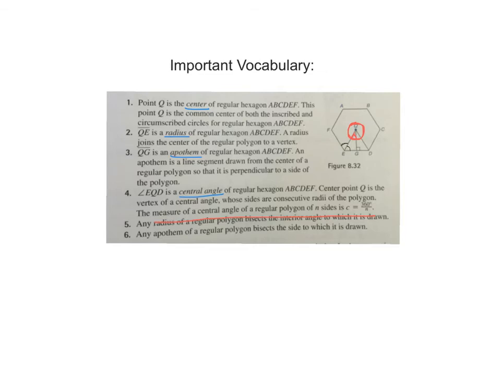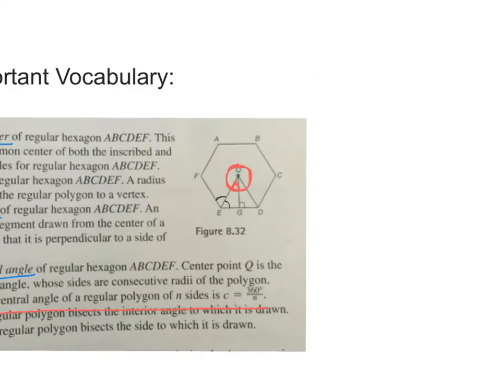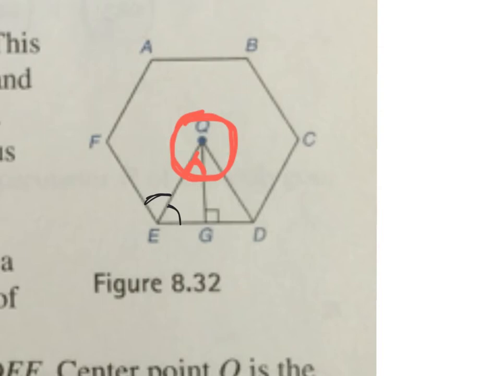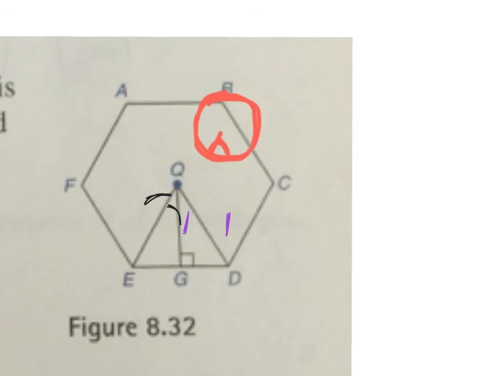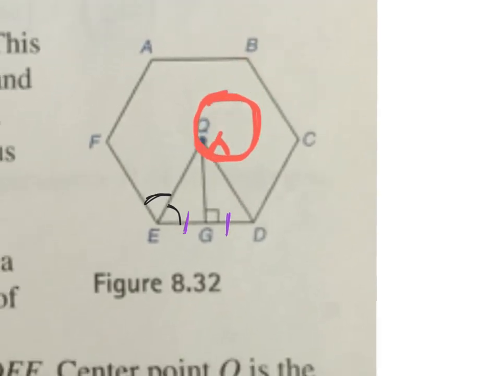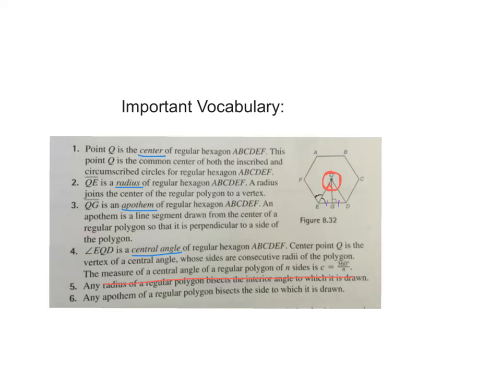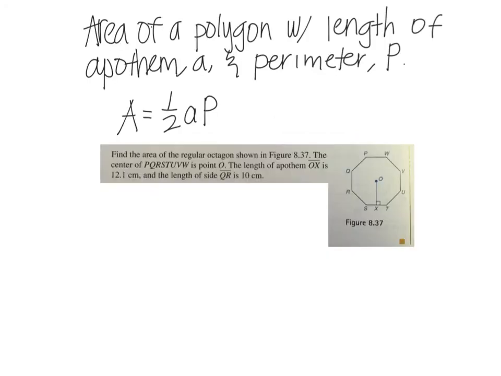This also tells me that the apothem actually bisects the side that it's perpendicular to. So this segment is congruent to this segment. That tells us a lot of information, and that's what's being said right down here at the bottom. Okay, the area of a polygon with a length of apothem a and perimeter P is this formula right here.